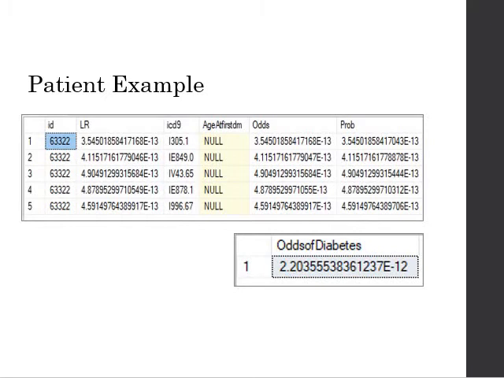Here is a patient example using the naive Bayes formula. This patient had 5 diagnoses, which are shown here. Using the naive Bayes formula, one can calculate the likelihood ratio of each diagnosis for the patient and determine the overall odds of diabetes.